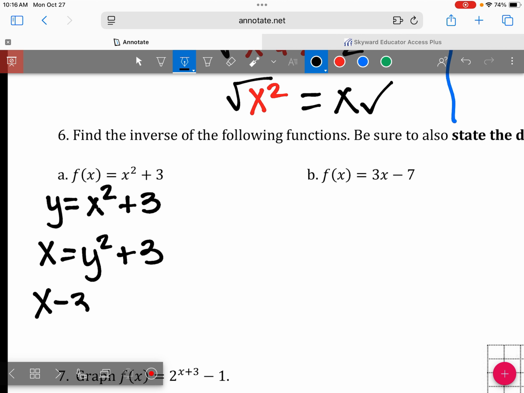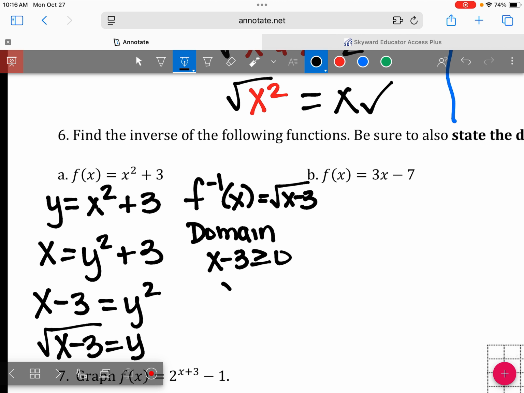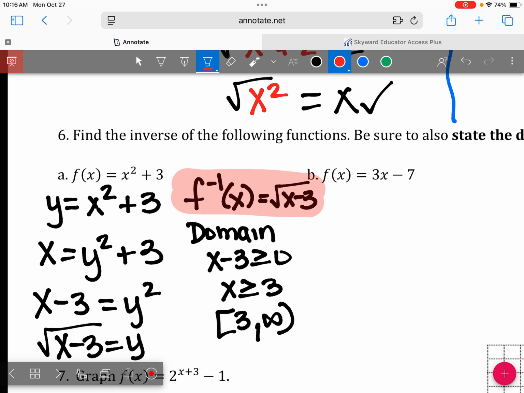I'm subtracting 3, and I'm taking the square root. So my inverse function is the square root of x minus 3. And the domain, because x minus 3 has to be greater than or equal to 0, that means x is greater than or equal to 3. So that would be bracket 3 to infinity. So this would be my inverse function, and this would represent my domain.